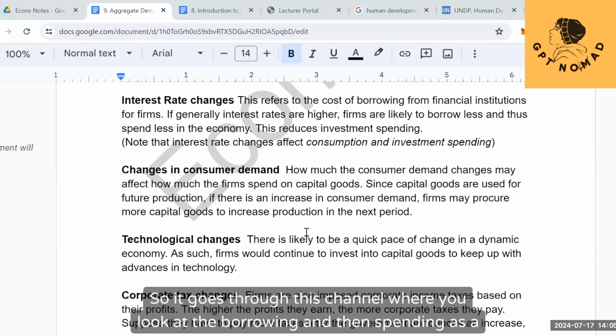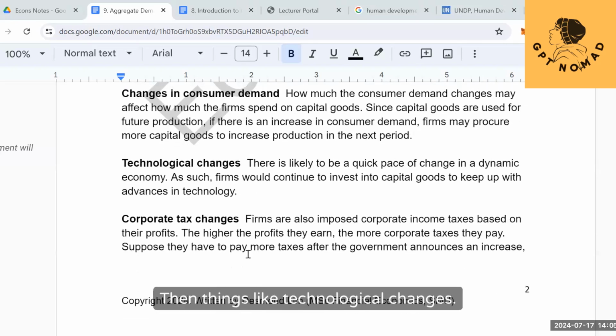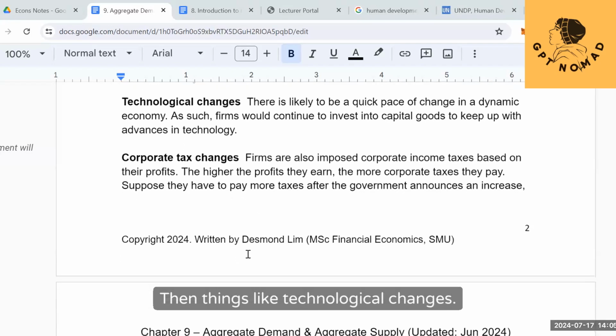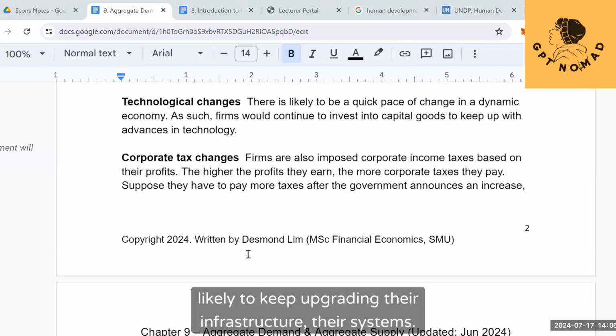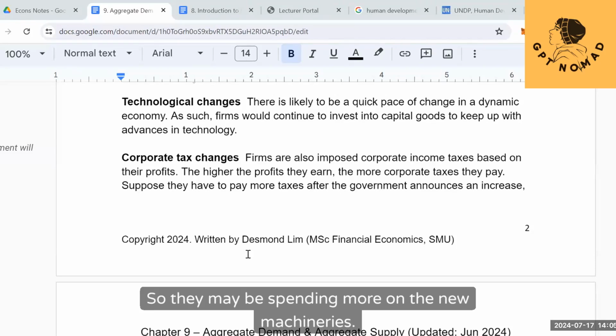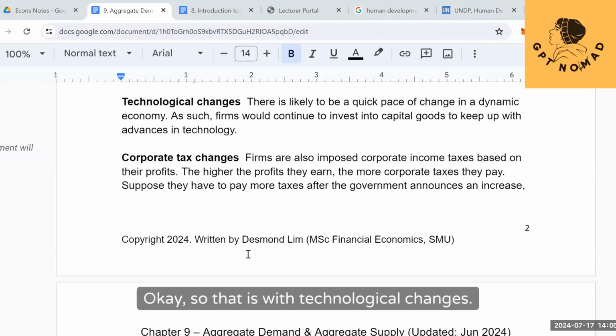So it goes through this channel where you look at the borrowing and then spending as a result. Then things like technological changes. So if there's new technology being introduced from time to time, the firms may be very likely to keep upgrading their infrastructure, their systems. So they may be borrowing more. Okay, so that is with technological changes.